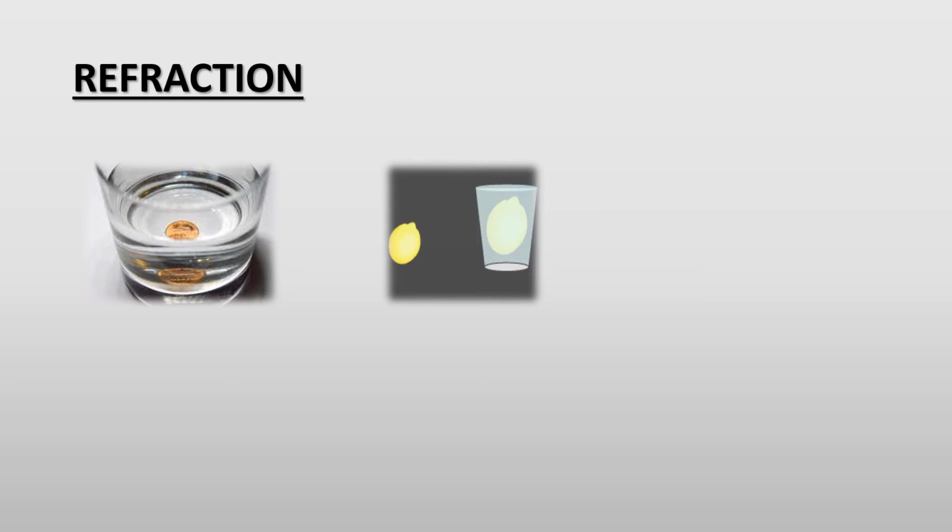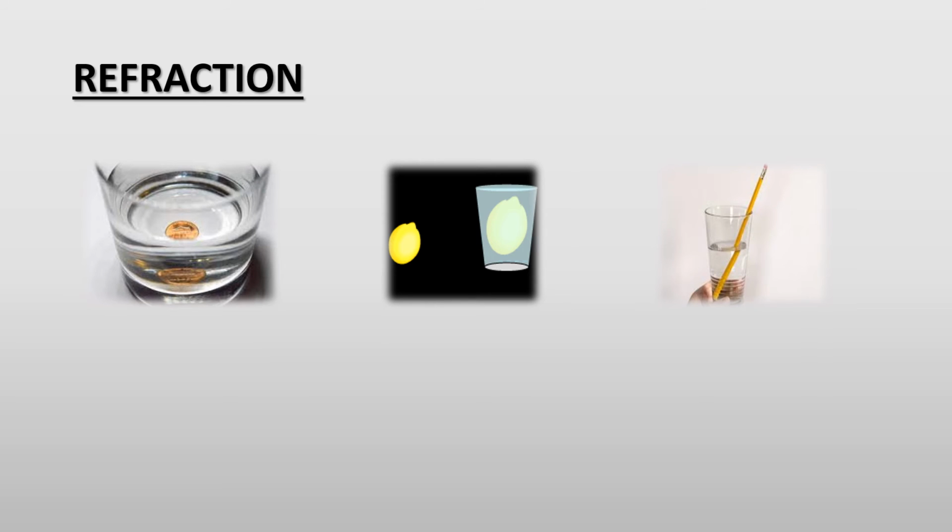Let us recall some of our day-to-day observations, like a coin in a glass tumbler filled with water appears to be raised when seen from above the water, or a lemon kept in water in a glass when viewed from the sides appears to be bigger than its actual size, or a pencil partially immersed in water appears to be bent at the interface of air and water. Let us see why this is happening.